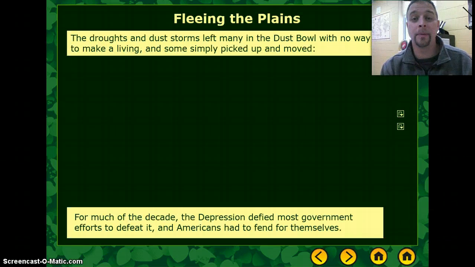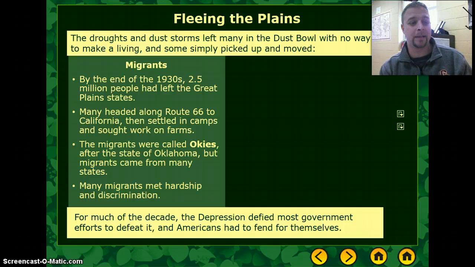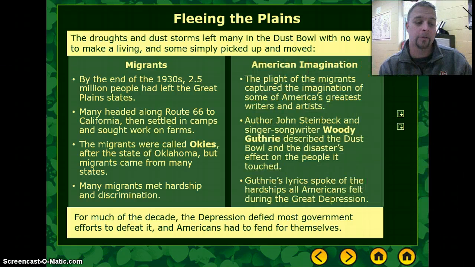So as a result, many people just left the Dust Bowl. By the end of the 1930s, 2.5 million people had left the plains along Route 66 to California, settling in camps and working on farms there. Migrants were often called Okies because many were from Oklahoma, but they came from many states. Many of them also met hardship and discrimination.